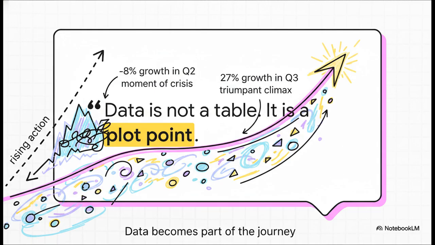That -8% growth in Q2, that is not just a number on a spreadsheet. In your story, that's a plot point. That's the crisis in Act 2, the moment of struggle that had to be overcome, which makes that 27% growth in Q3 feel like a huge, triumphant climax. See, the data becomes a part of the journey. It actually drives the story forward.